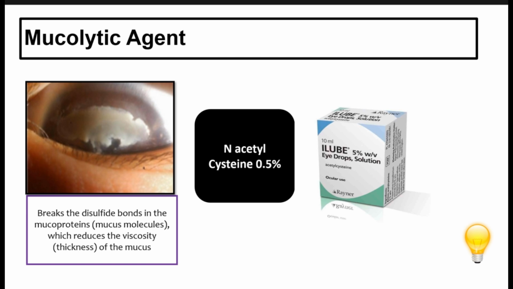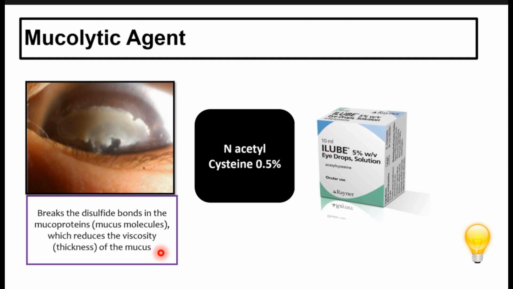Then there's also a mention of mucolytic agent, although we don't so frequently use it. Now, the whole idea behind the mucolytic agent, and the agent that we use over here is N-acetylcysteine 0.5%. It works basically by breaking the disulfide bonds which are present in the mucoproteins, that is the mucus molecules, and thereby it basically reduces the viscosity or thickness of that mucus. So not so frequently used in case of VKC.